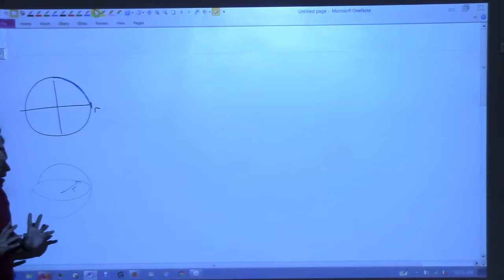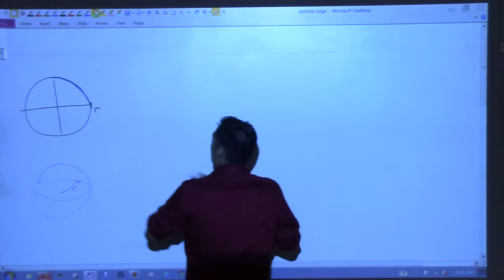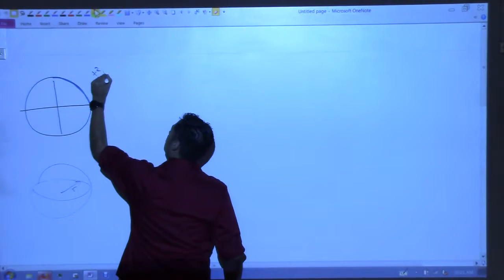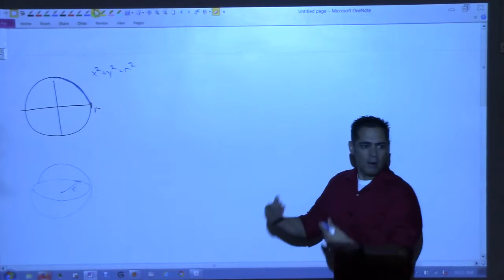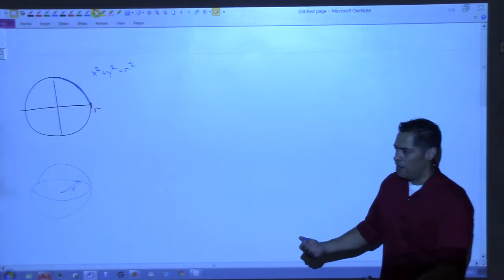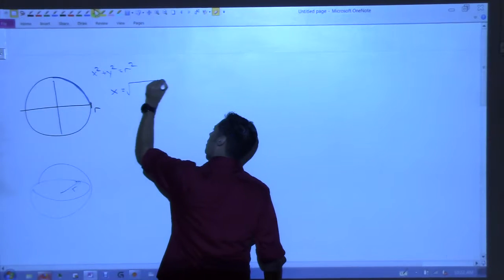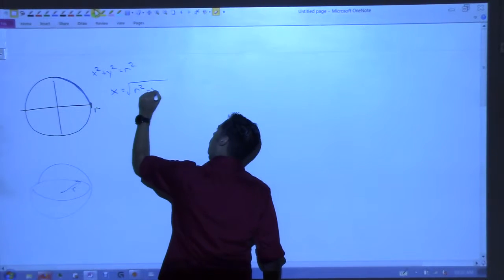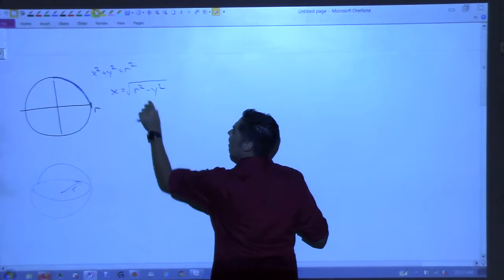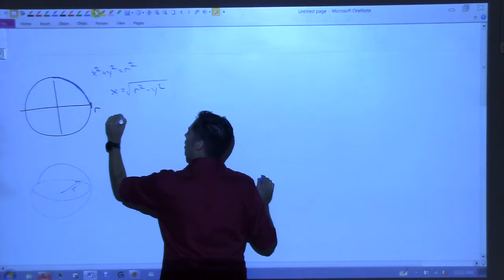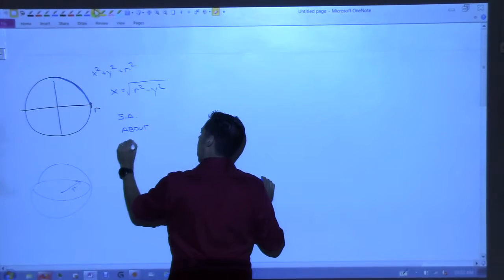So I'm going to do something kind of different. I'm going to take that equation, x squared plus y squared equals r squared, which is our general equation for the circle. I'm going to solve it for x. We have not done that, right? If I solve it for x, I get root r squared minus y squared, don't I? And I'm going to find the surface area about the y-axis.